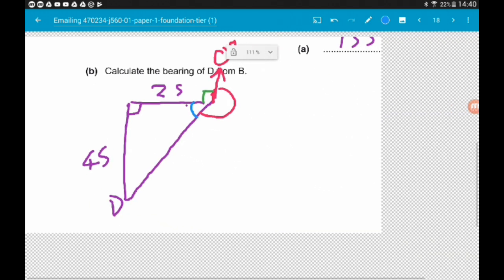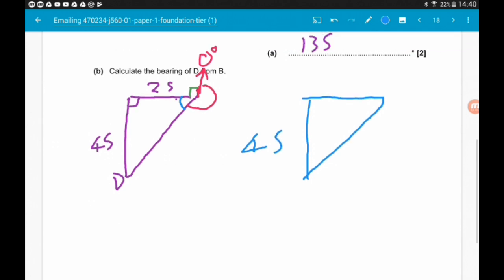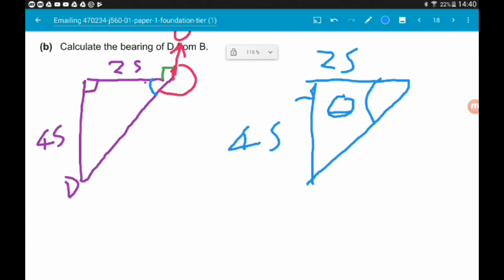So I'm going to make another sketch. This now becomes a question of SOHCAHTOA. So we're going to call this angle theta. So SOHCAHTOA, let's work out the two side lengths that we have. So 45 is the opposite, 25 is the adjacent. So we're using TOA, which is tan.